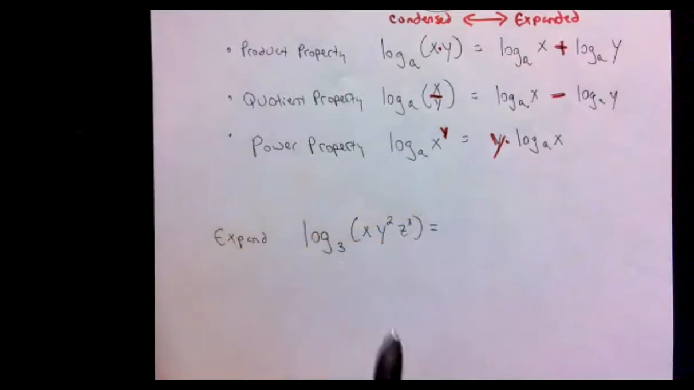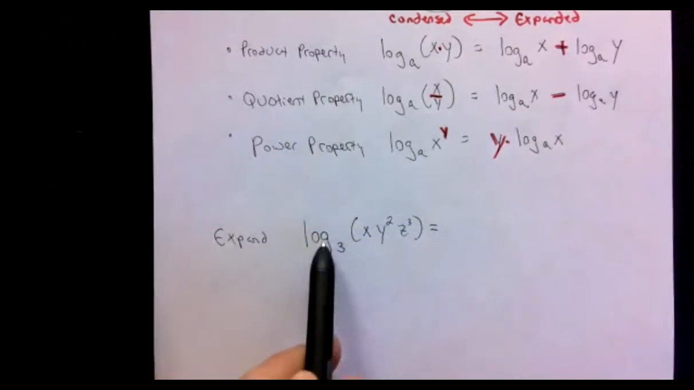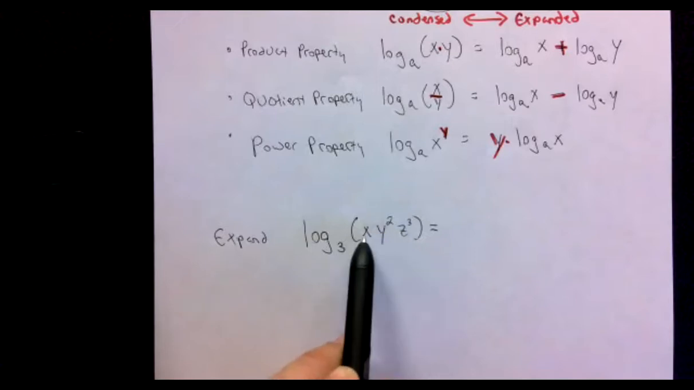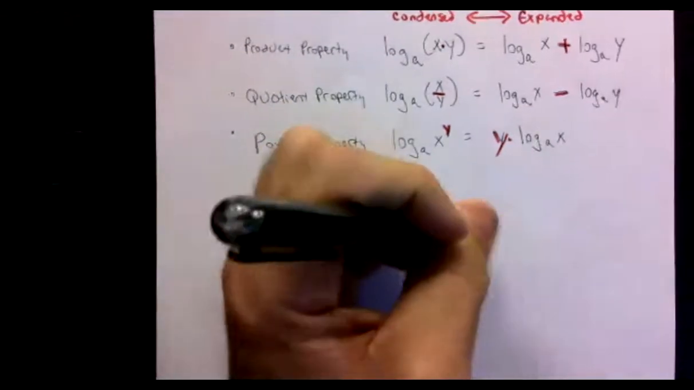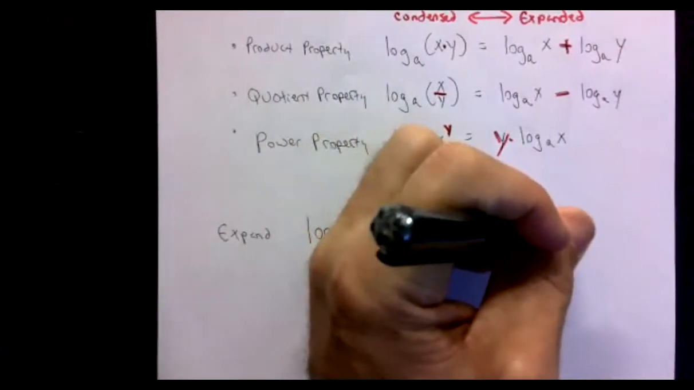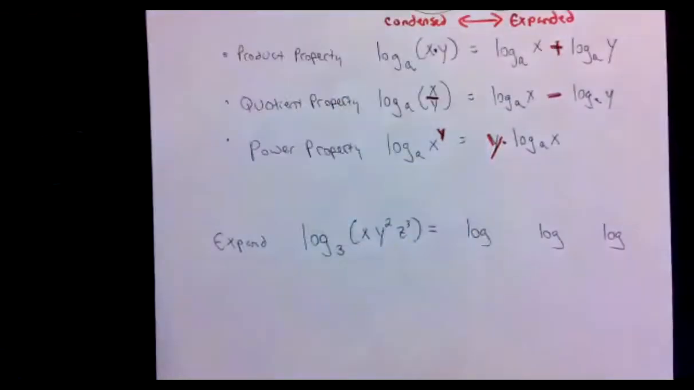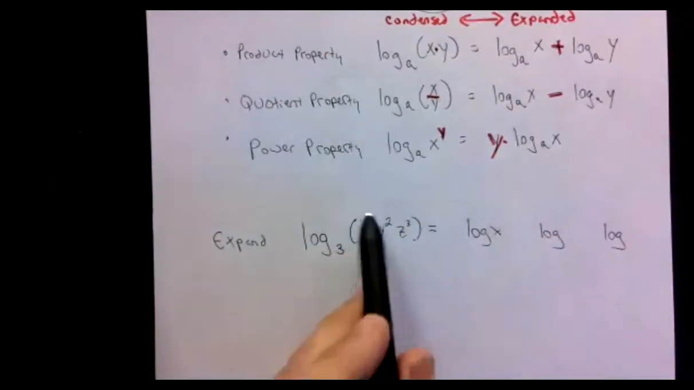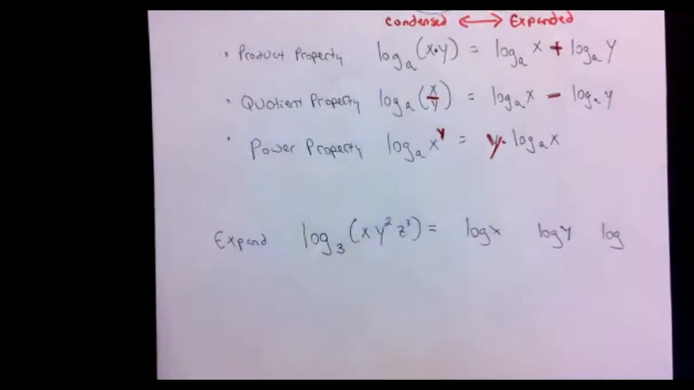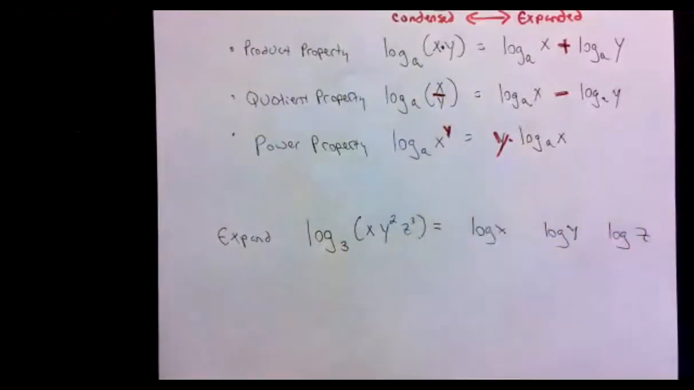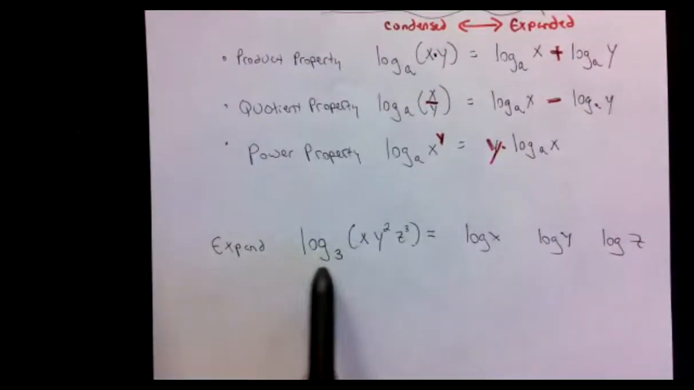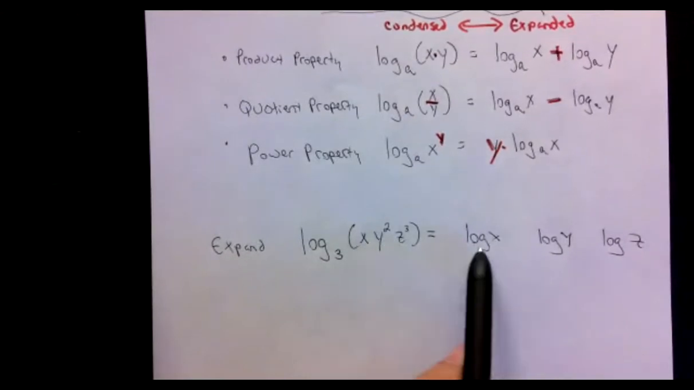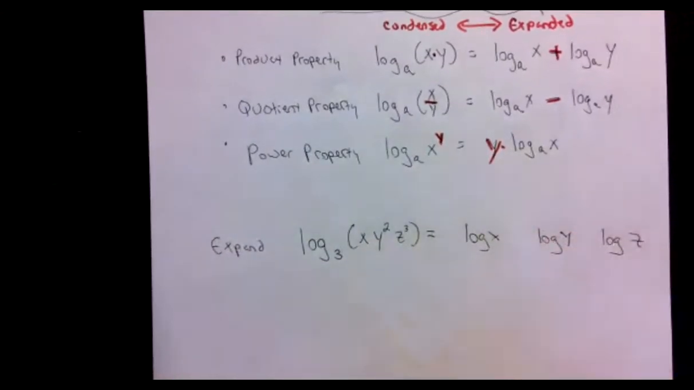So the way I would do this problem, if I'm expanding from one singular log, each of these terms is going to get a log. So I'm going to end up with 3 logs when it's all said and done. There's going to be one for the x, there's going to be one for the y, and there's going to be one for the z. So again, condensed is one logarithm, expanded, everything gets its own log. And I left some space in between there because we've got some other stuff we've got to do here.